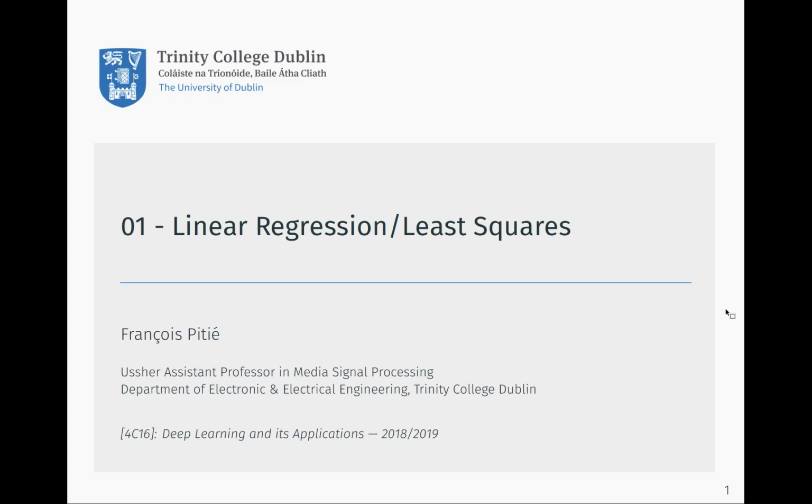This afternoon, we're going to start working on least squares. And I know it's a bit of a downer for you to work again on least squares. You've seen that in second year. But the thing is, least squares is really fundamental to machine learning. It's the first technique that was invented in terms of machine learning.